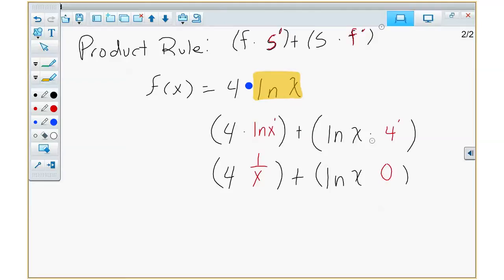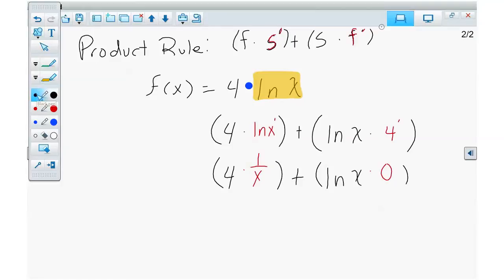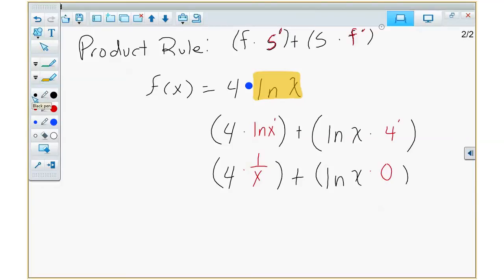I'll do this one for you. What do you end up with? 4 over x, same thing. 4 over x plus what? 0 times anything is what? 0. You like those zeros because they cancel out everything. And that's how you do the product rule.